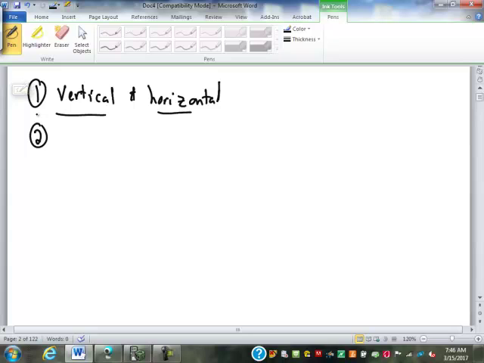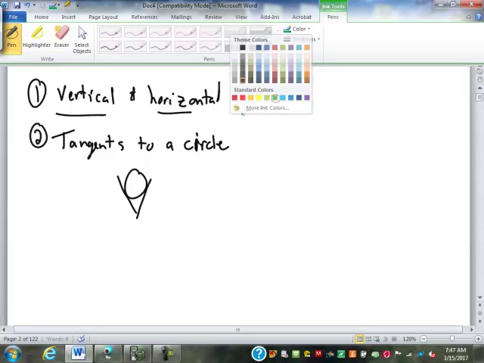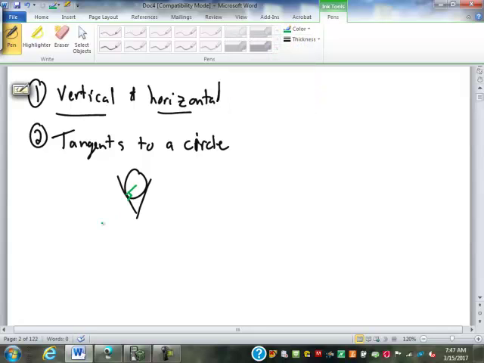The second is tangents to a circle. We know that a tangent to a circle is going to form a right angle with the radius of that circle. So if you have a line that's tangent to a circle, which was that V block on the edges of that circular stock, you know there's going to be a right angle where that radius hits that tangent. So there's another place you can find a right angle to construct your right triangles.